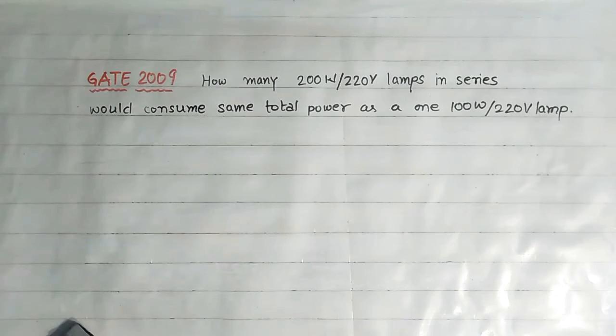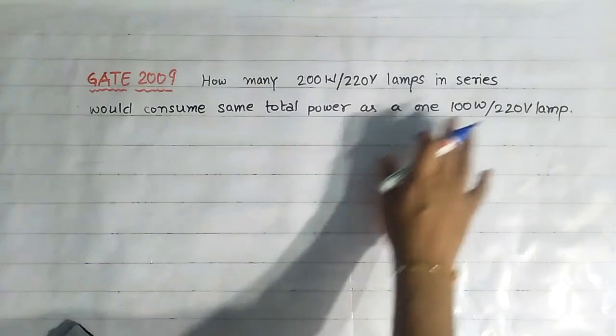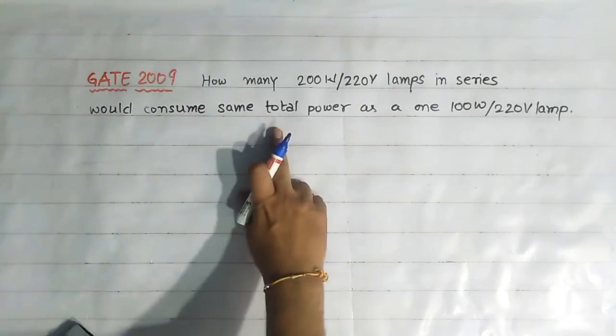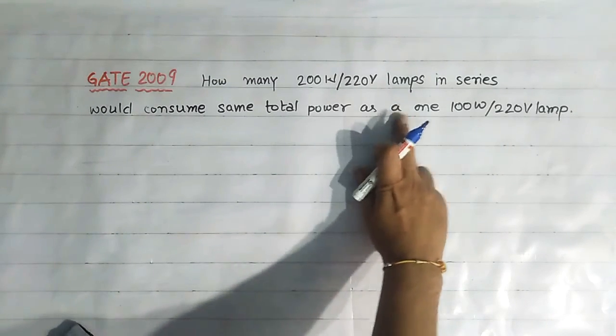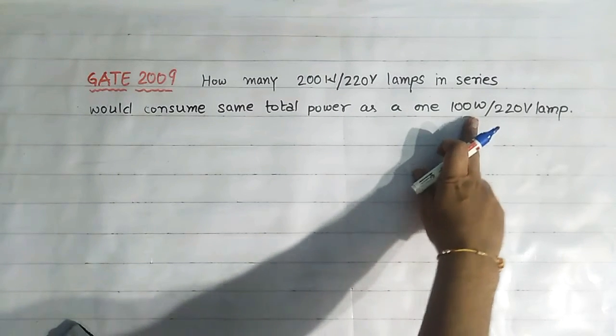Now see this question that has been asked in GATE 2009. Here the question says: how many 200 watt by 220 volt lamps need to be connected in series that would consume the same total power as one lamp of 100 watt by 220 volt?